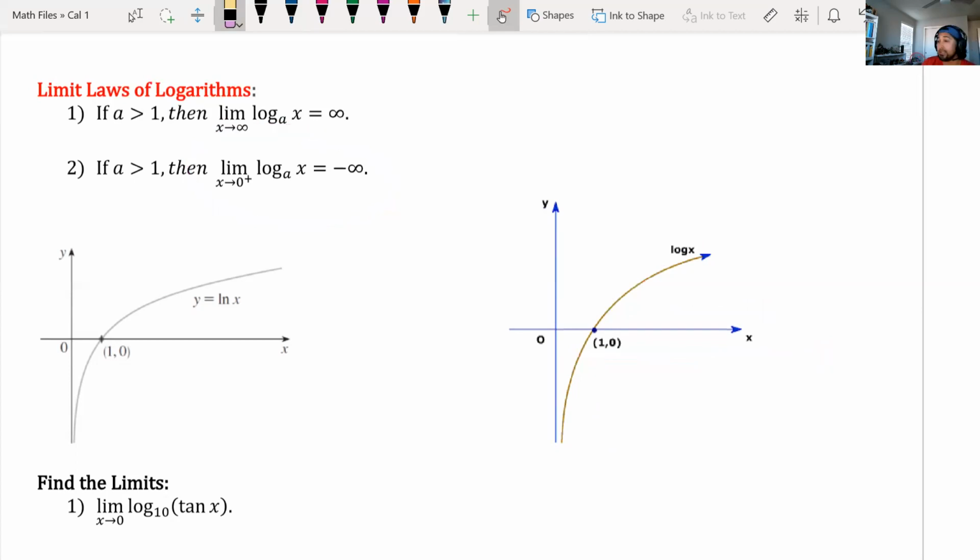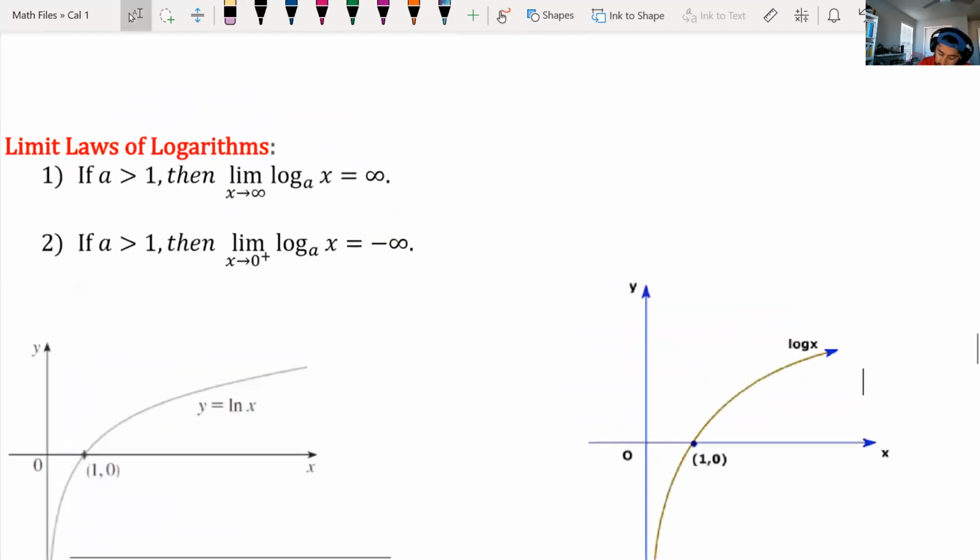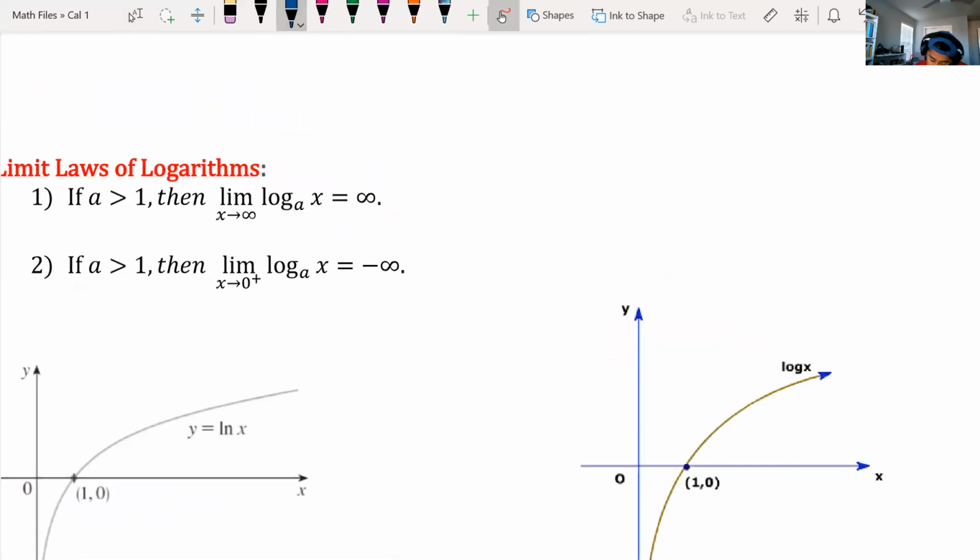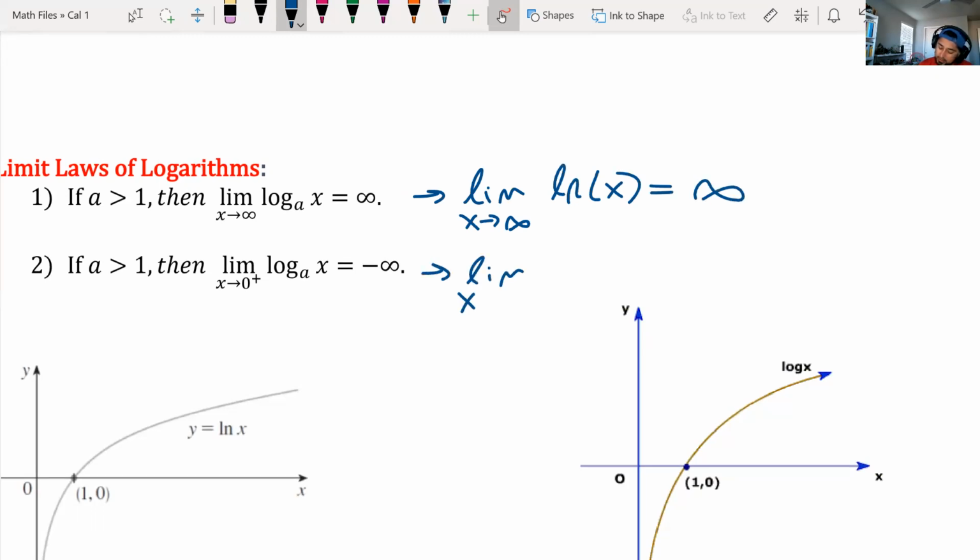And again, these go for natural logs as well. So maybe I could write that in. Why not? So we can also say the limit as x approaches infinity of the natural log of x will be infinity. And the limit as x approaches 0 from the right of the natural log of x will head towards negative infinity.